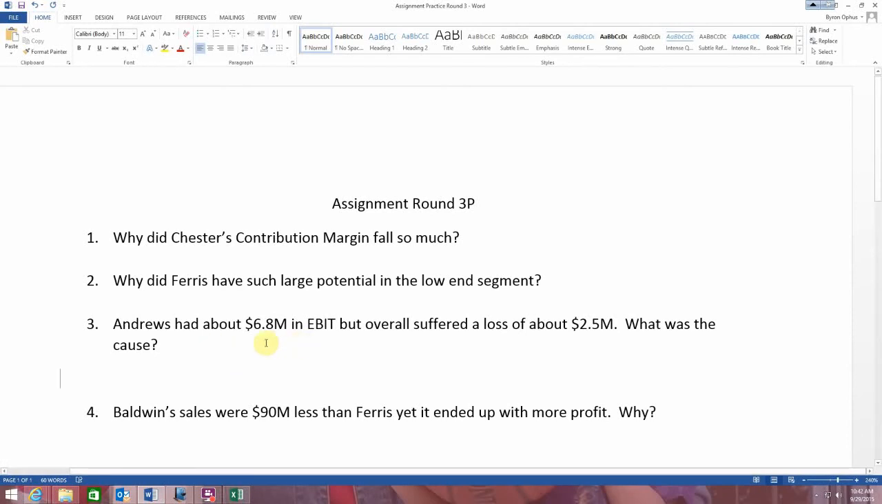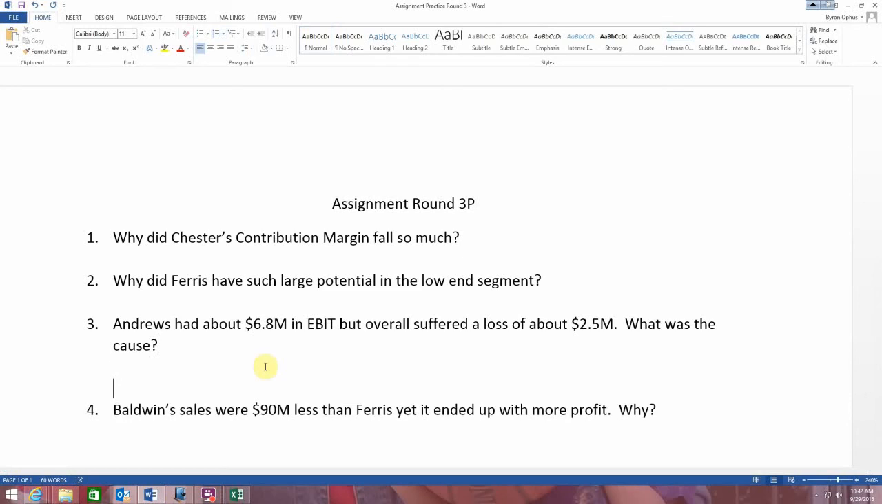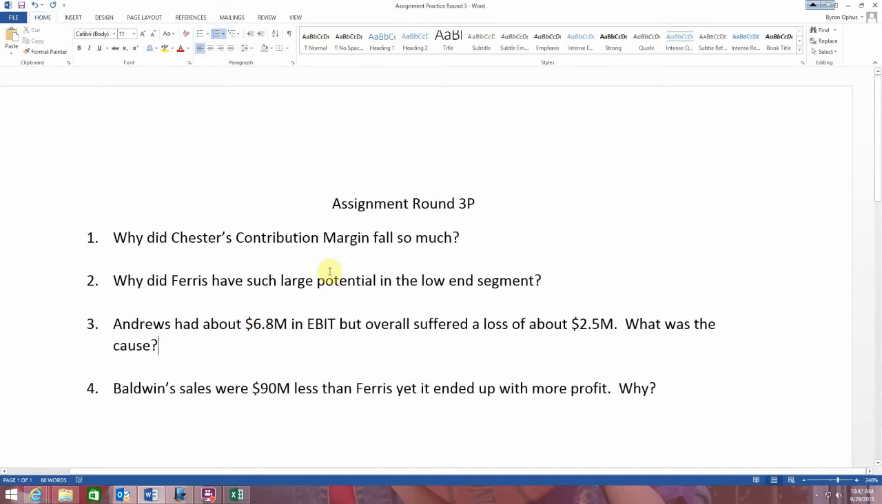Okay, 3. Andrews had about 6.8 million in EBIT, or earnings before interest and taxes, but overall suffered a loss of about 2.5 million. What was the cause? All right, so what caused them to lose money, even though they had a positive earnings before interest and taxes? That ought to give it away a little bit right there. Okay, but take a look. That's where you're going to look at the income statement. You'll see where the 6.8 million in EBIT shows up. Look at the stuff below that. Okay, it might give you the answer.